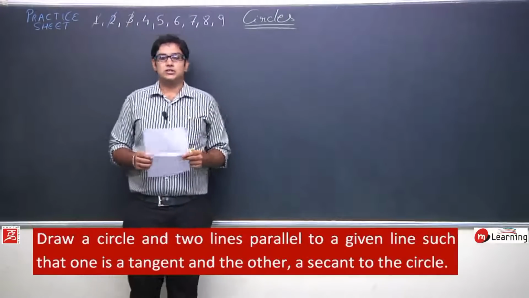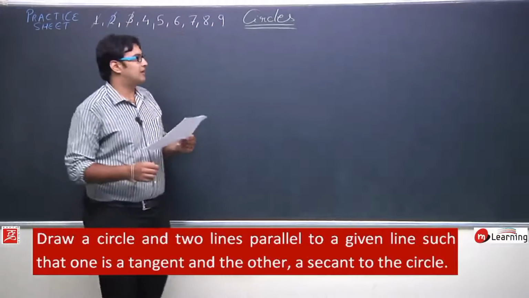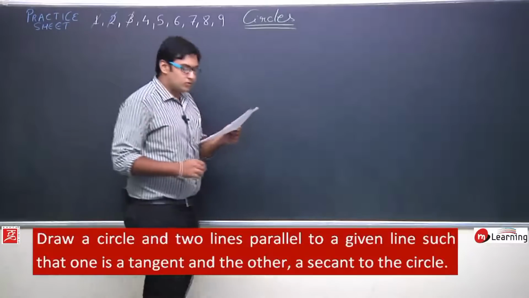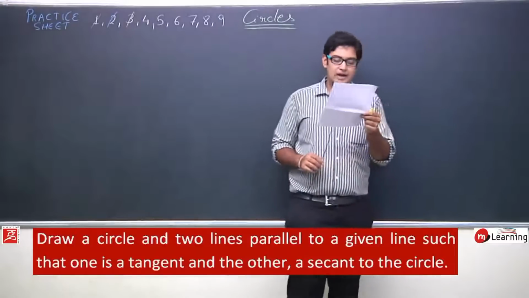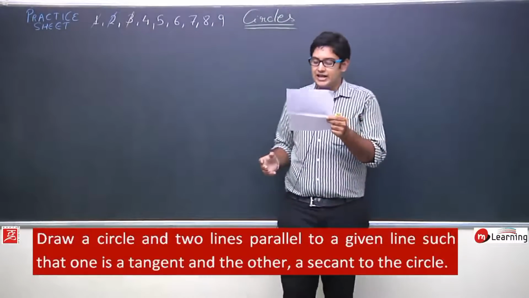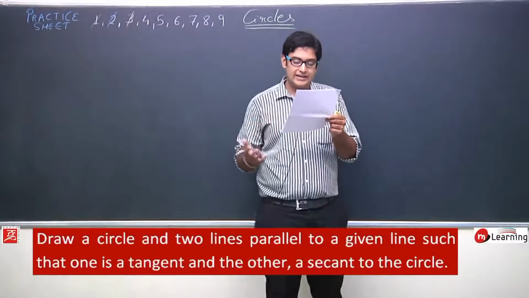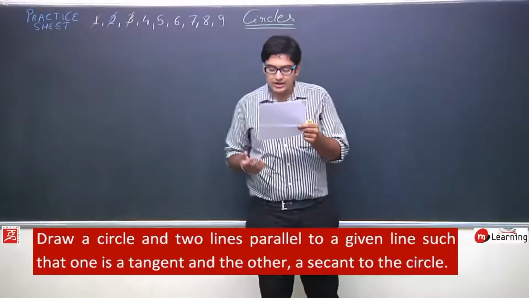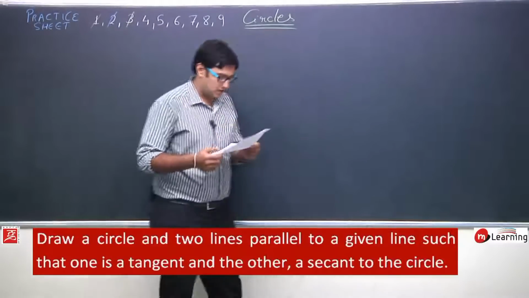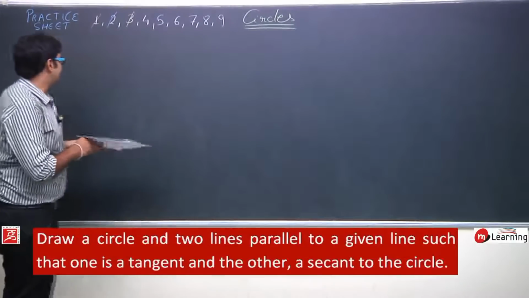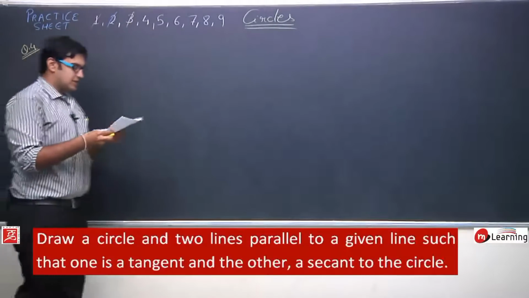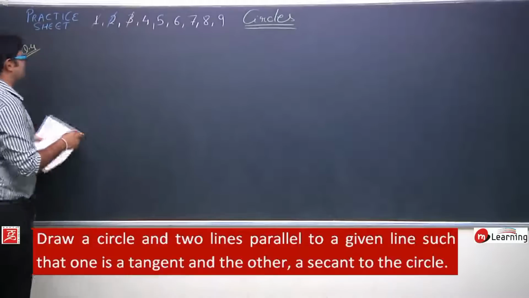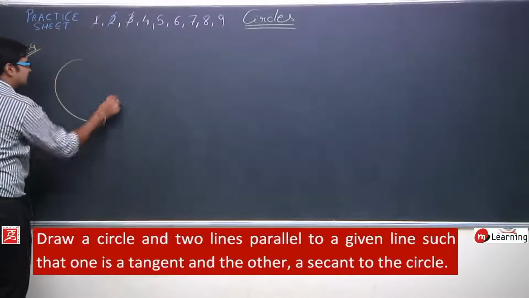Now let us solve question number 4 from the practice sheet. Question number 4 says, draw a circle and two lines parallel to a given line such that one line is a tangent and the other line is a secant. The question is very simple. It says draw a circle. So first you need to draw a circle. Let us draw a circle like this.